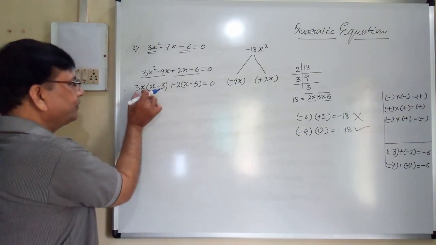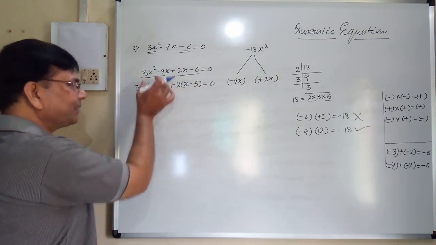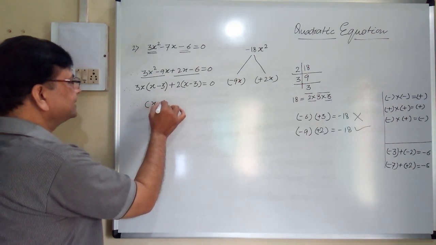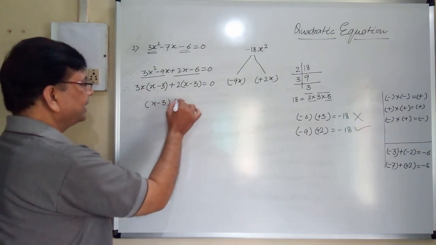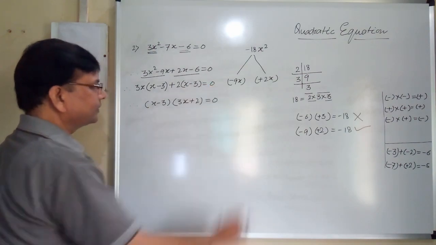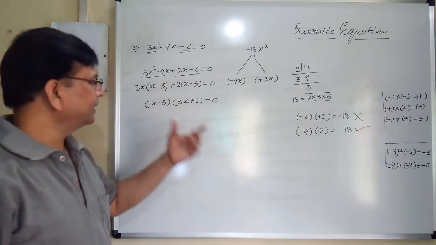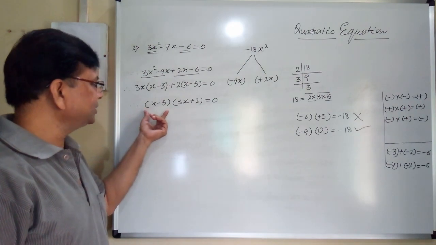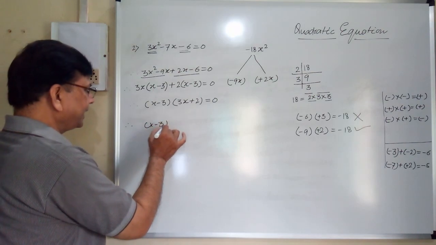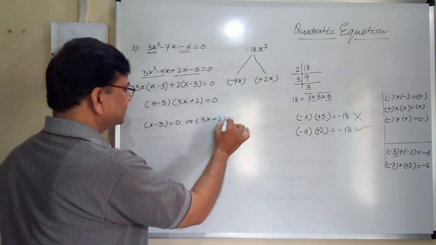So out of these two terms, 3x and x minus 3. Here 2 into x minus 3. X minus 3 can be taken common from these two. Therefore, x minus 3 we will take common. So what is left over here? That is 3x plus 2, that is equal to 0. So means, as per the standard quadratic equation, we have got two factors. So either this is 0 or this is 0. Therefore, x minus 3 is equal to 0, or 3x plus 2 is equal to 0.